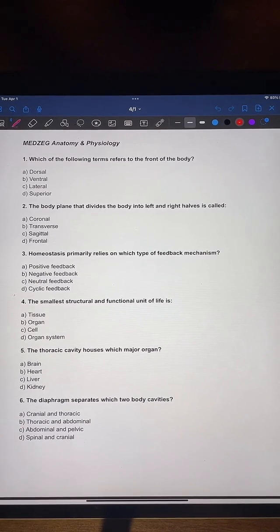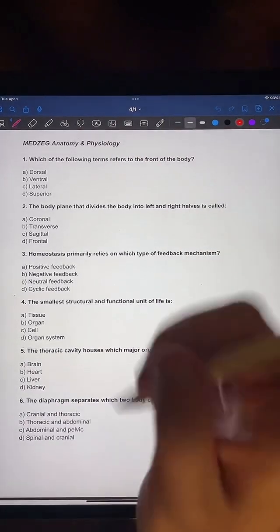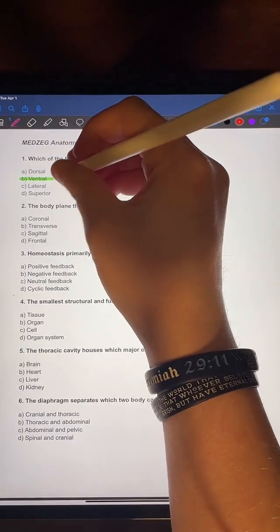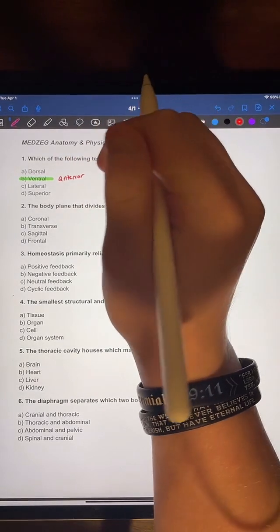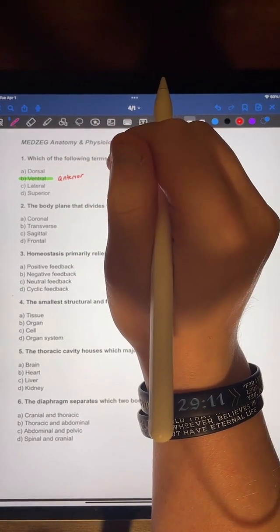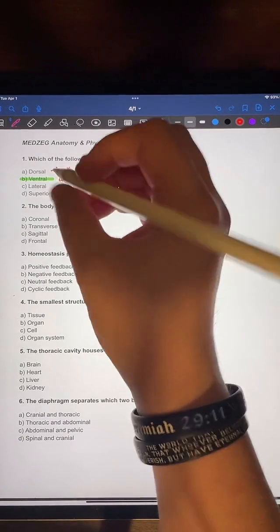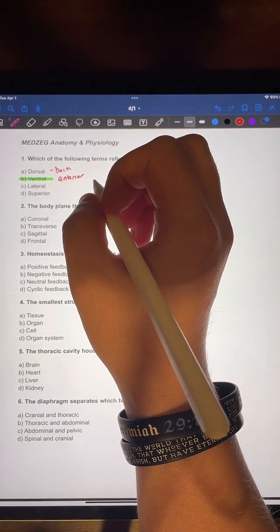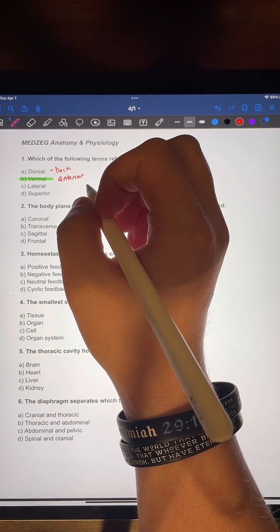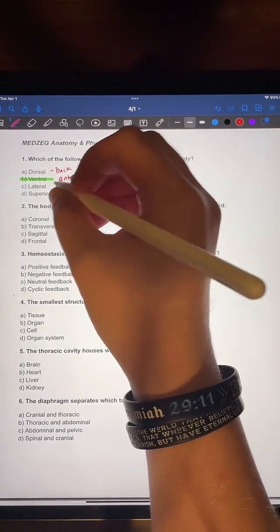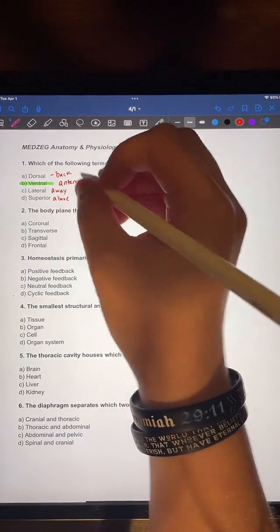What refers to the front of the body? Alrighty. So the answer is B. It is ventral. So ventral refers to the front or anterior portion of the body. This would mean the chest, the abs, the face. Dorsal refers to the back. Lateral refers to the position that is away from the midline of the body, so not necessarily at the front. Superior refers to above another structure.